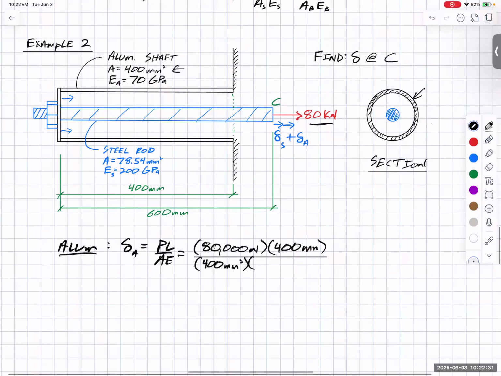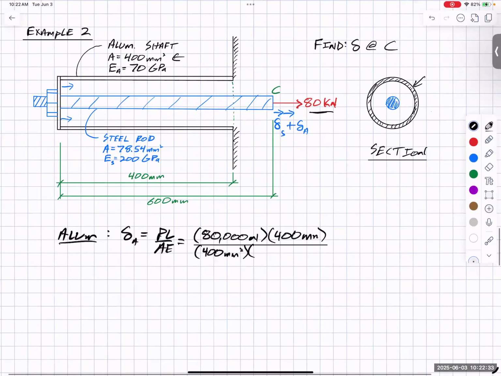Regardless, what do I do about E of aluminum? Well, I go back to that table, and I'm not going to go there since it was such a nightmare last time. And I look it up, and I found it to be 70 times 10 to the third megapascals. If I plug all that in, I ended up with 1.143 millimeters. And of course, it's moving to the right.